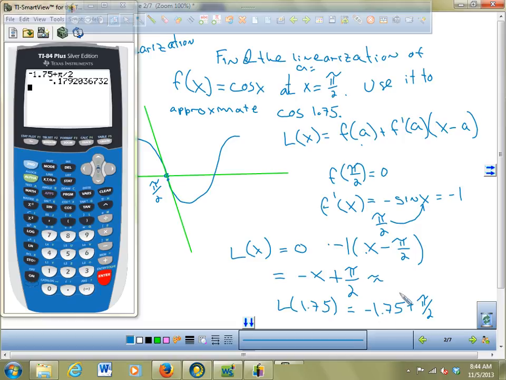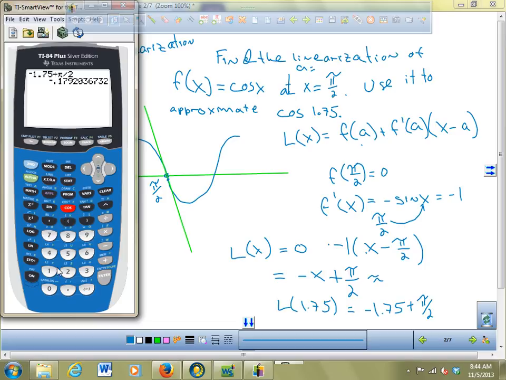So to see how close I am, I could actually use my calculator to find the cosine of 1.75, because that's what I'm trying to do. I'm trying to use the tangent line to approximate the value of the function.